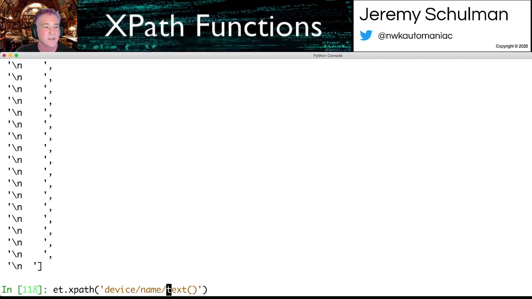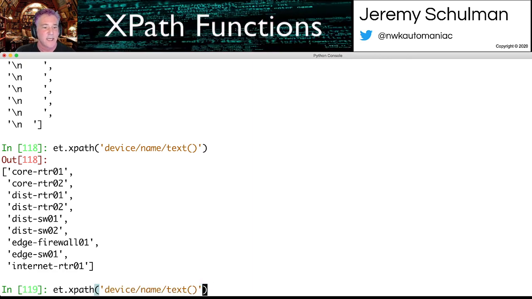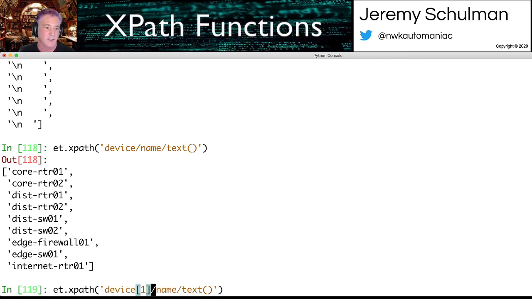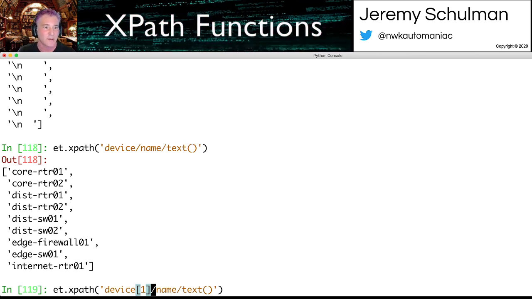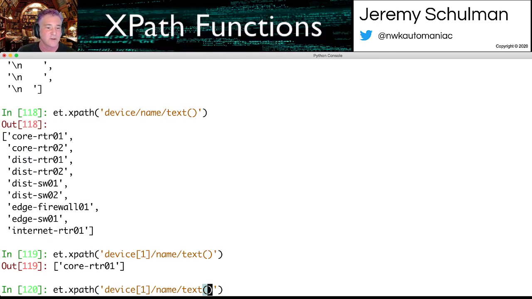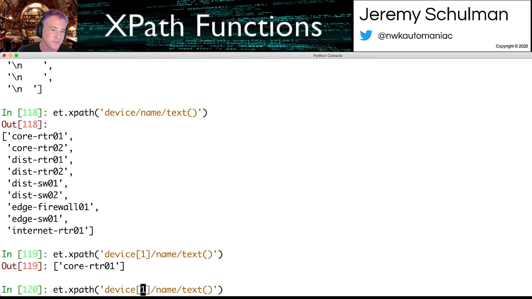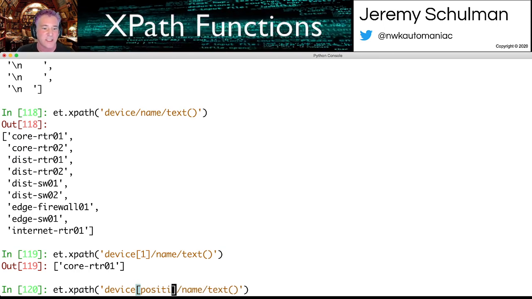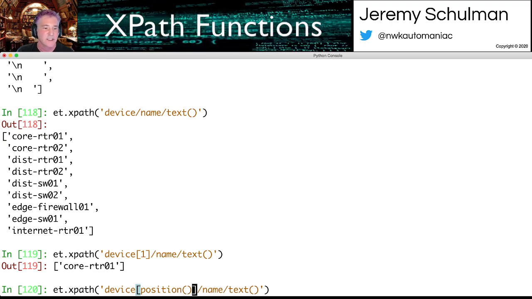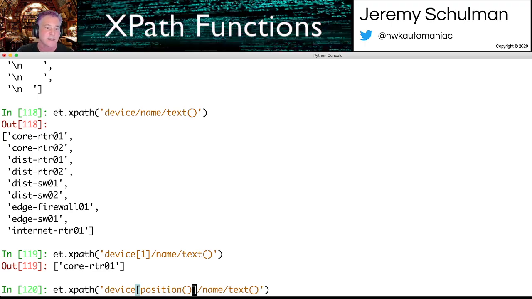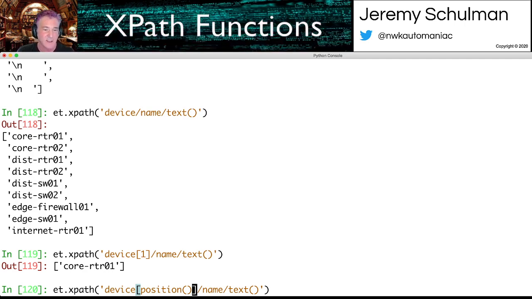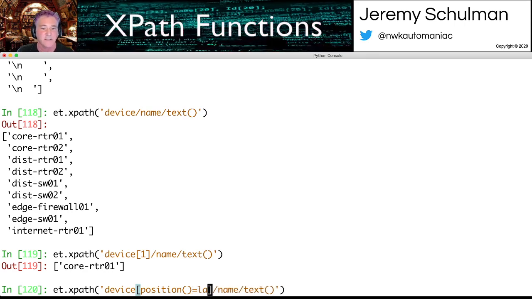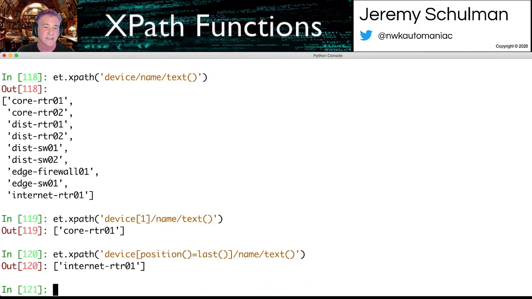Device name. So I have all these devices. And if I wanted to pick the first device in XPath, numbers, or lists, start at one. And if I wanted to pick the last one, the way this works is there's a function called position, and that will return the position of this element amongst its node set. So I could say, find the one that is last. I can see that that's last.